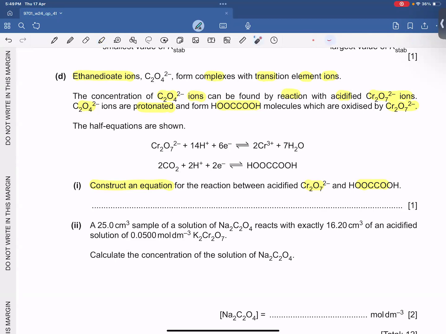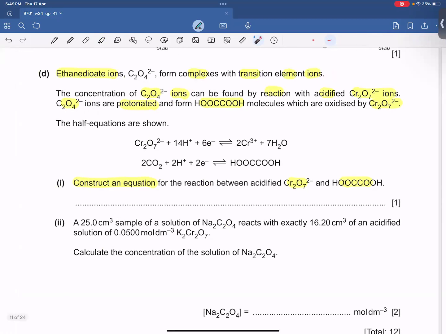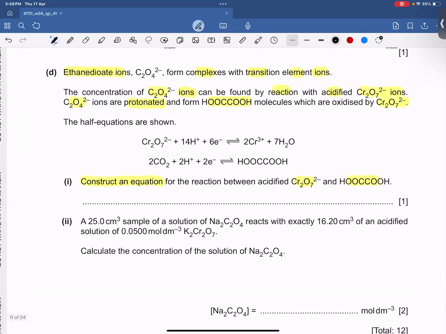Okay. Let me rearrange the equations. Cr2O7 2 minus plus 14 hydrogen ions plus 6 electrons gives 2 chromium 3 plus plus 7H2O. So this equation I will keep as it is, because I need dichromate 6 ions on the reactant side so that it can react with ethane dioic acid. Since I need ethane dioic acid on the reactant side, I need to flip this equation.